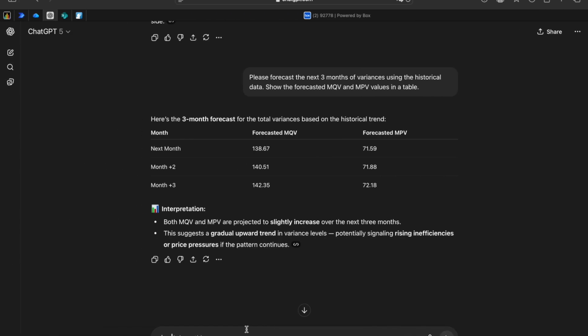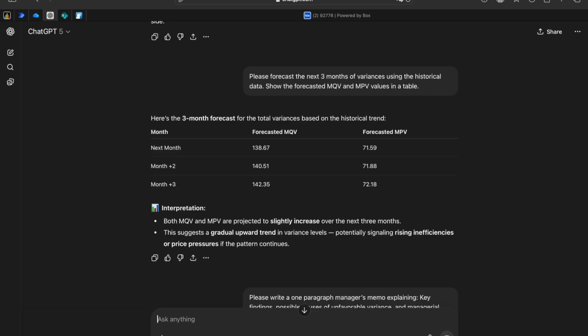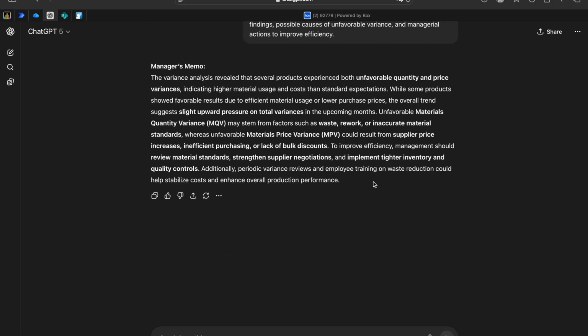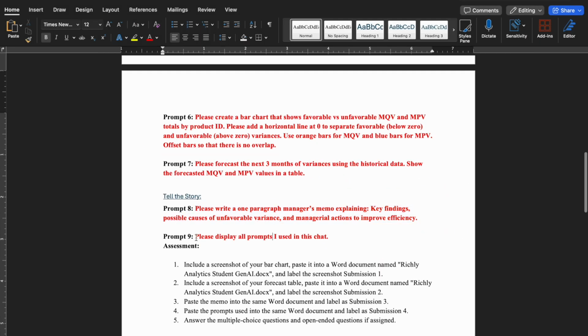And then we can ask ChatGPT to kind of explain what's going on instead of just looking at what's going on. And so it looks like it confirms what we thought. Unfavorable price variances, quantity variances. It kind of gives us maybe an idea of why, and then it gives us a couple of solutions to maybe fix this. The next thing we'll do is display all the prompts we used in the chat.